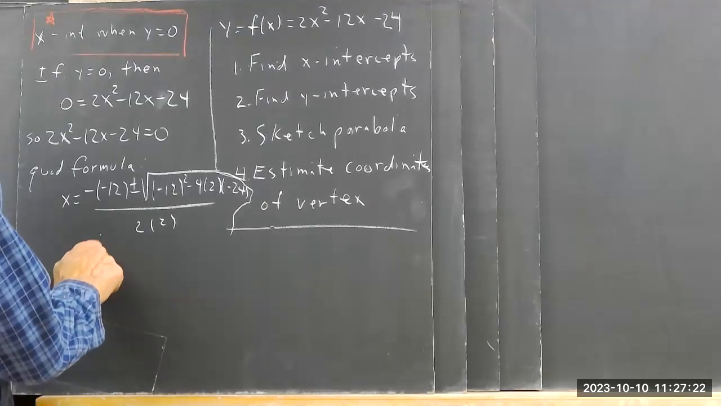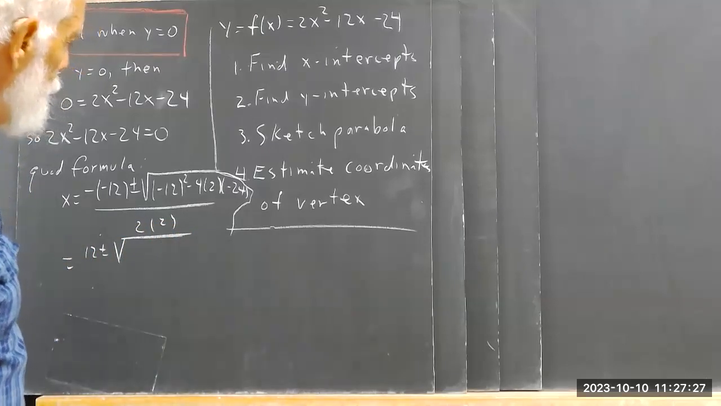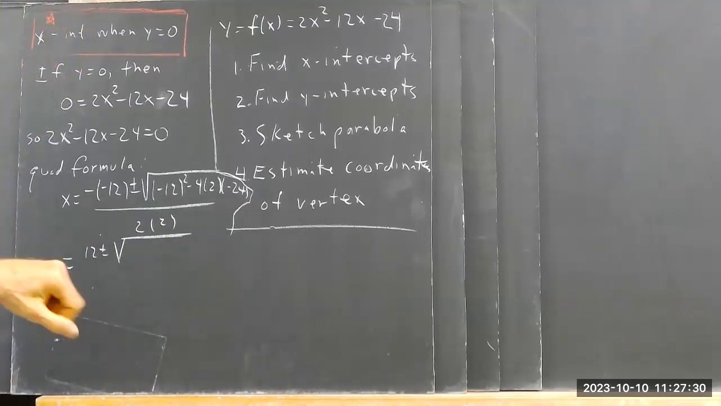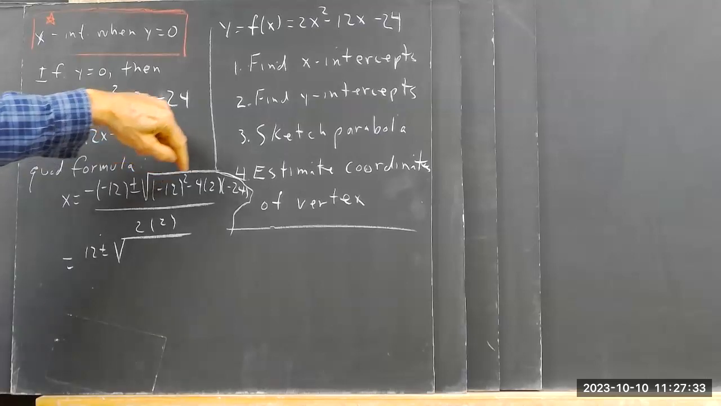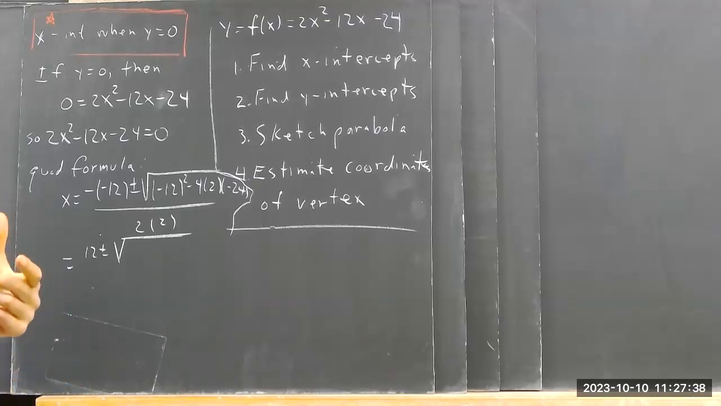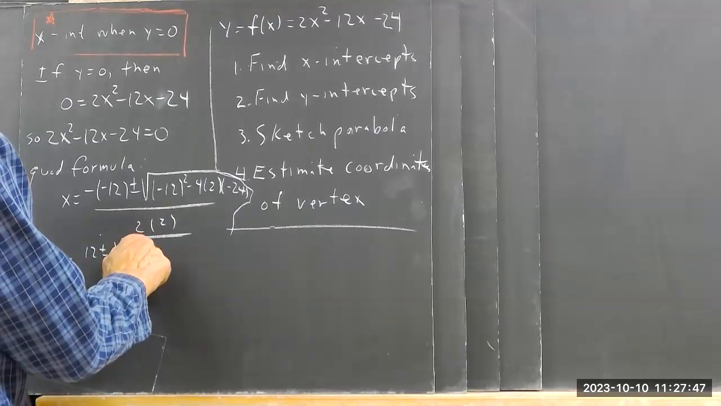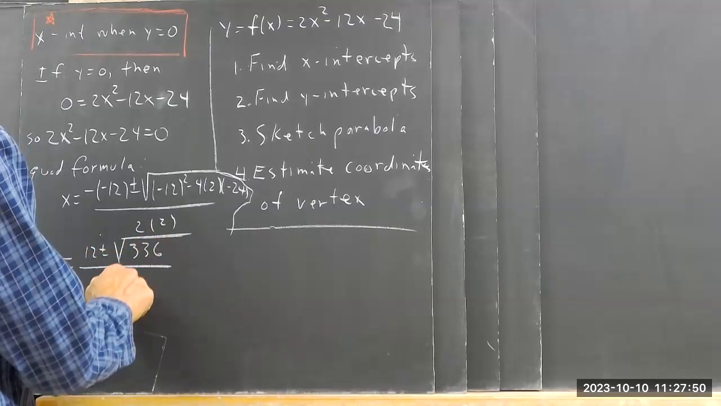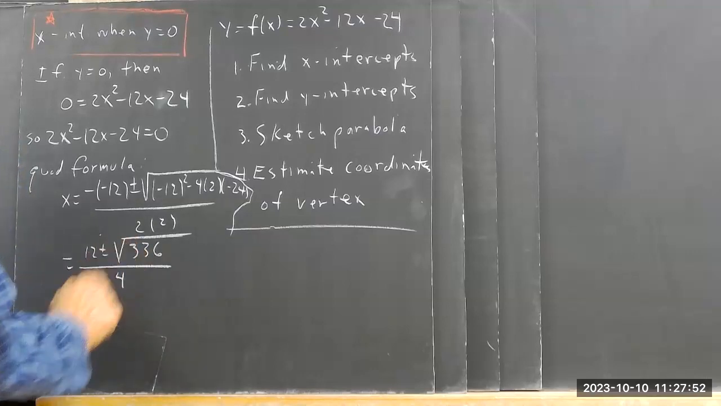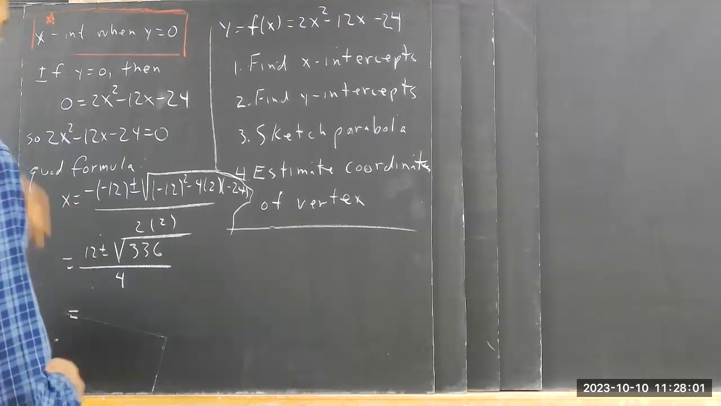Okay, so, well, we get 12 plus or minus the square root. Now, I'm just going to kind of do this in my head. This is 144, and this is going to be positive. It's going to be 192. 144 and 192 is 336. Get that right? And that'll be divided by 4. And if 336 isn't right, fix it. Okay? Did it kind of quick, but I just kind of double checked it. I think maybe it's right.